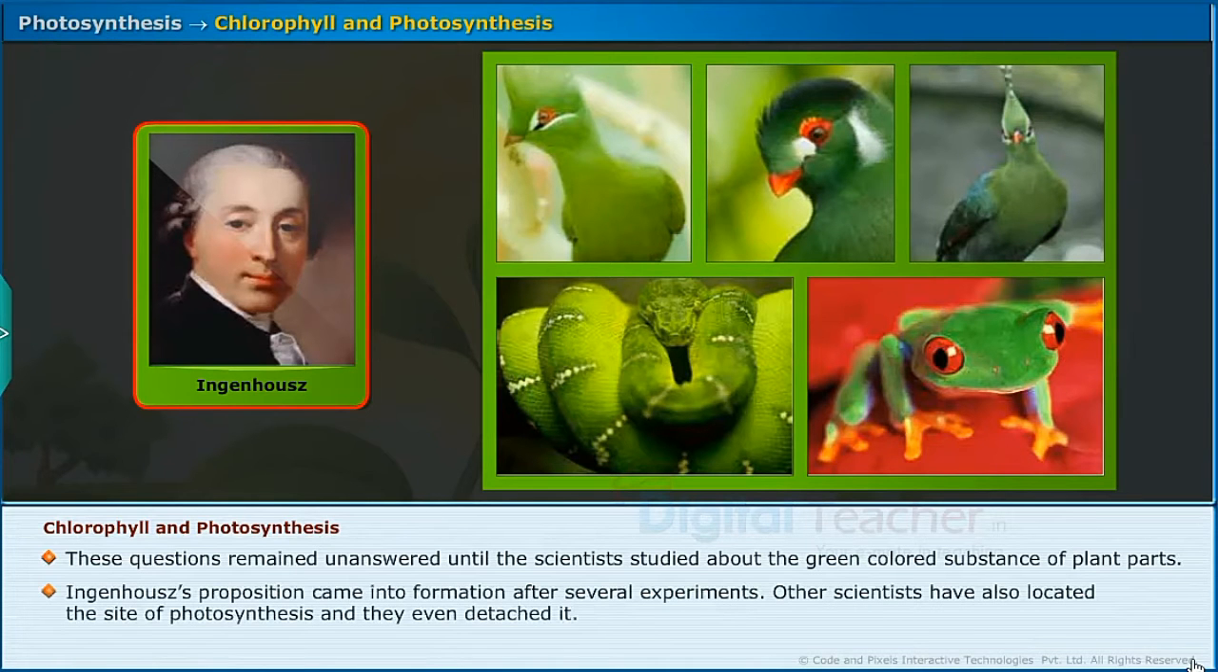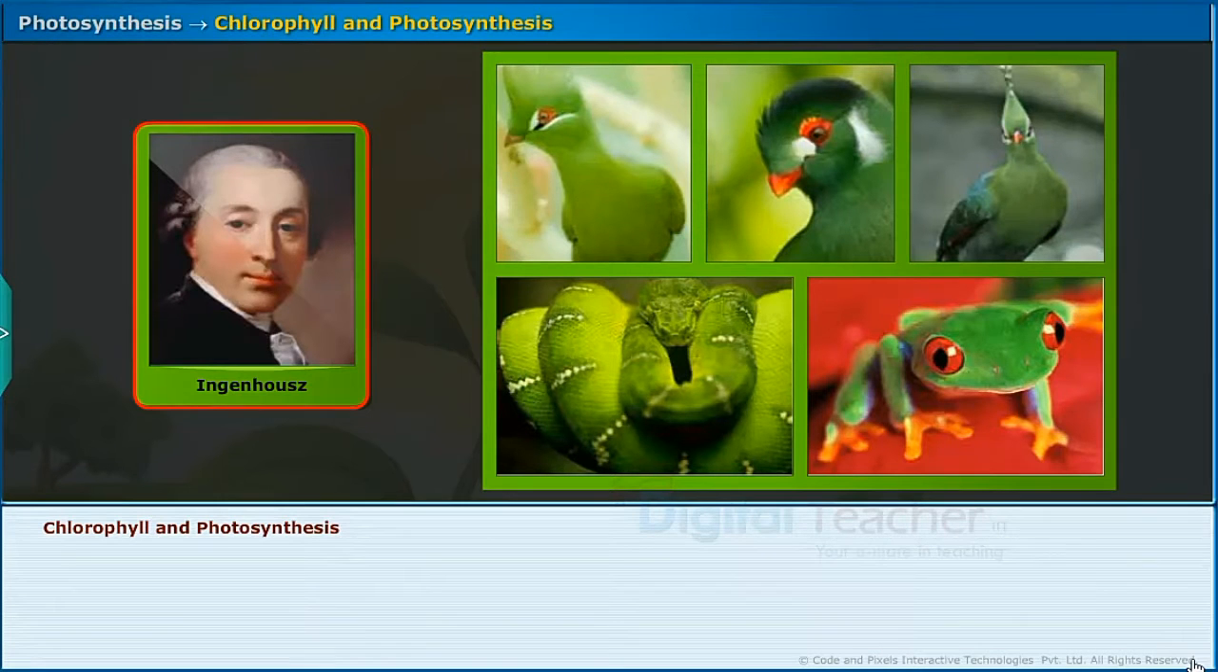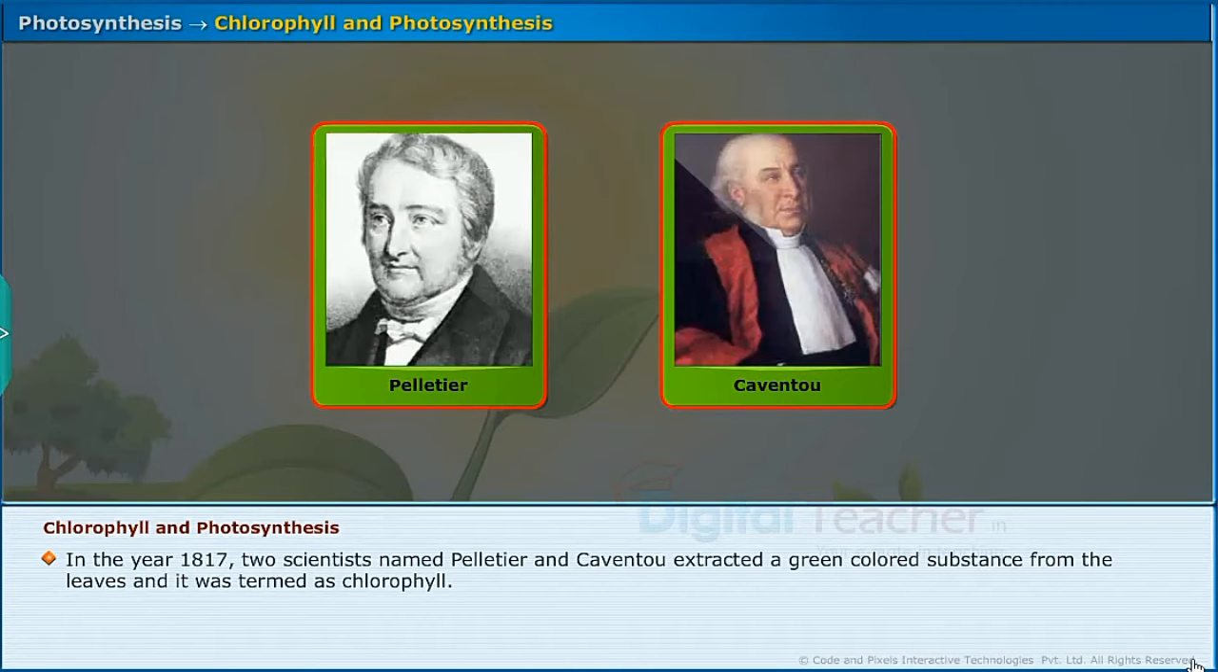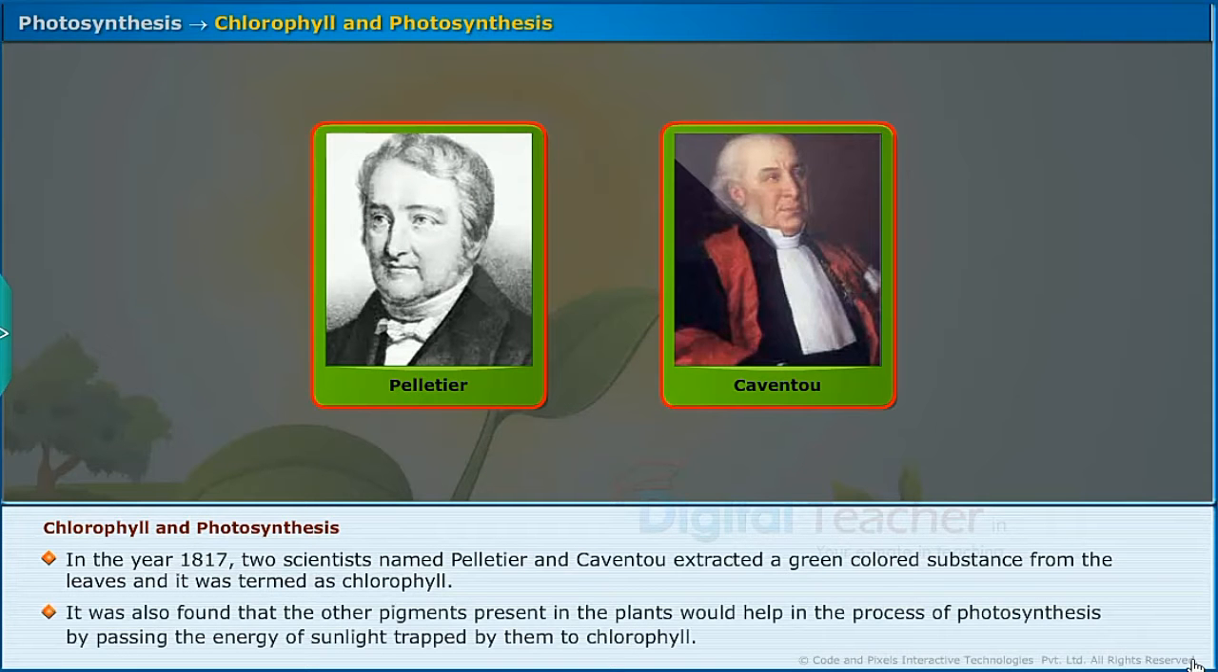Ingenhousz's proposition came into formation after several experiments. Other scientists have also located the site of photosynthesis and even detached it. In the year 1817, two scientists named Pelletier and Caventou extracted a green-colored substance from the leaves and it was termed chlorophyll. It was also found that the other pigments present in the plants also help in the process of photosynthesis by passing the energy of sunlight trapped by them to chlorophyll. Let us learn about the location of photosynthesis in a leaf.